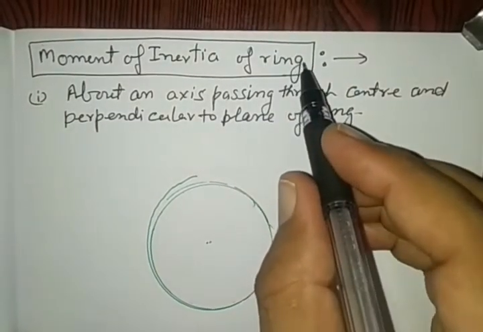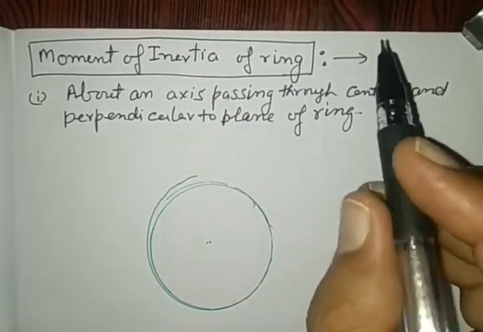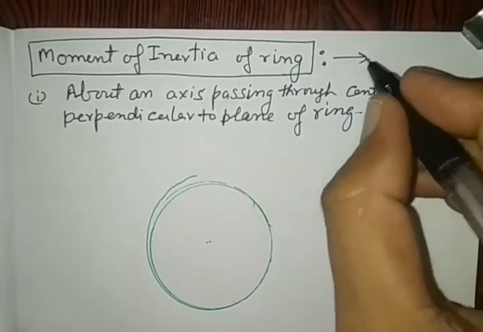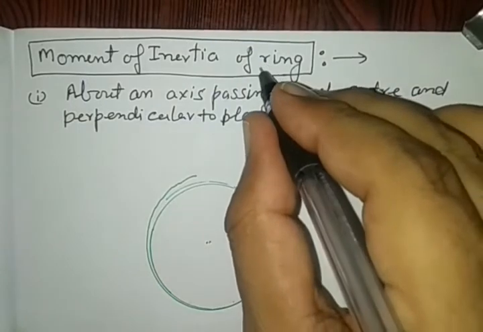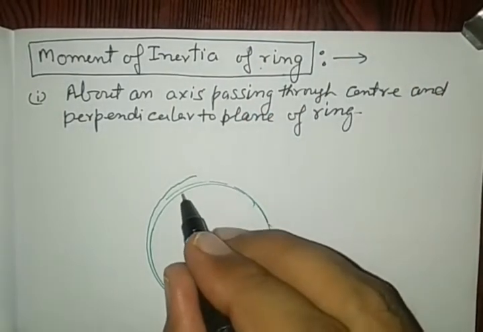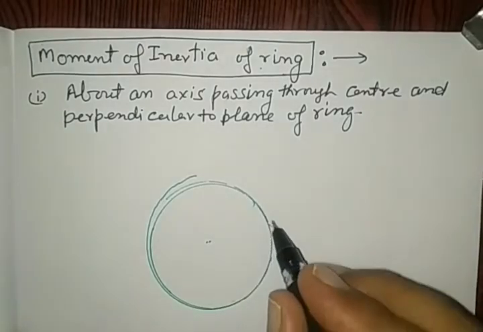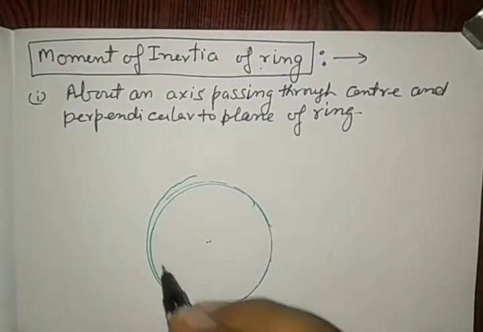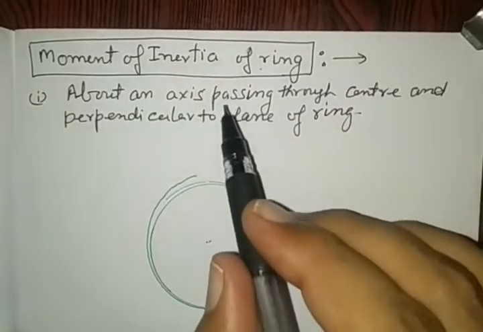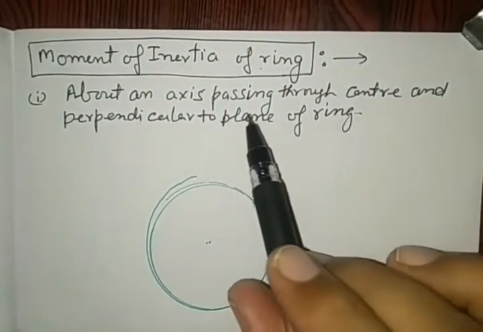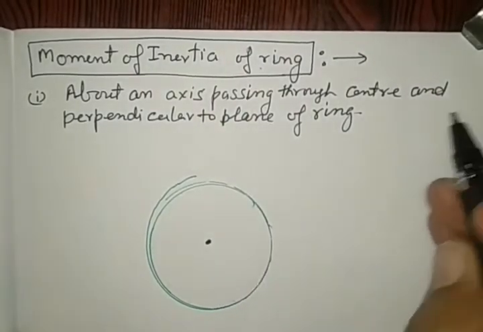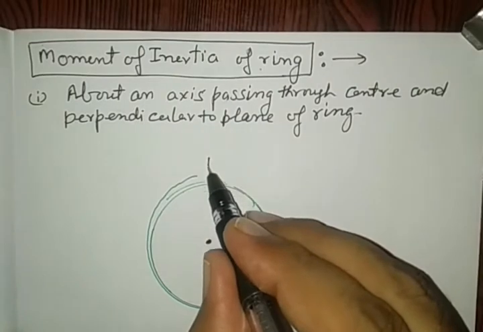We are going to see one topic, that is the moment of inertia of a ring in rotatory motion. Here we are taking a uniform circular ring. Uniform means equally distributed. The distribution of mass is only on the circumference of the ring. We are going to calculate this moment of inertia about an axis of rotation that passes through the center of the ring and is perpendicular to the plane of the ring.